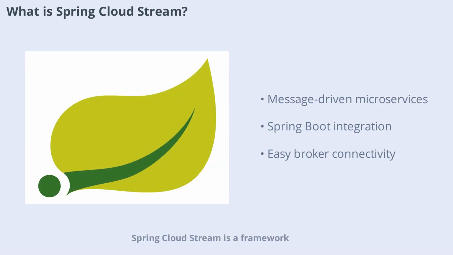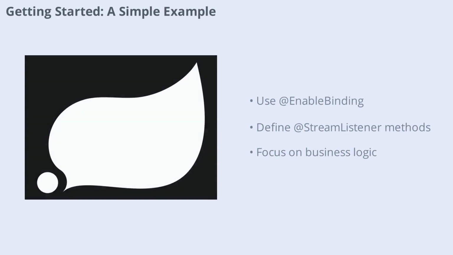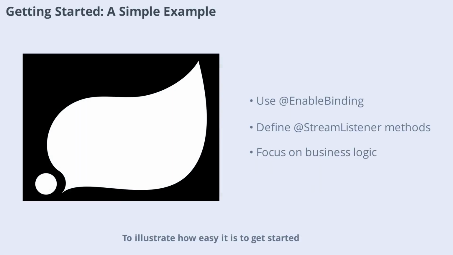Spring Cloud Stream is a framework designed for building message-driven microservice applications. It leverages Spring Boot to create standalone, production-ready applications and uses Spring Integration for connectivity to message brokers. The framework introduces key concepts like persistent publish-subscribe semantics, consumer groups, and partitions, making it easier to build scalable, event-driven systems. With simple annotations like @EnableBinding and @StreamListener, developers can quickly connect their applications to message brokers and process events efficiently. To illustrate how easy it is to get started, let's look at a simple sink application.